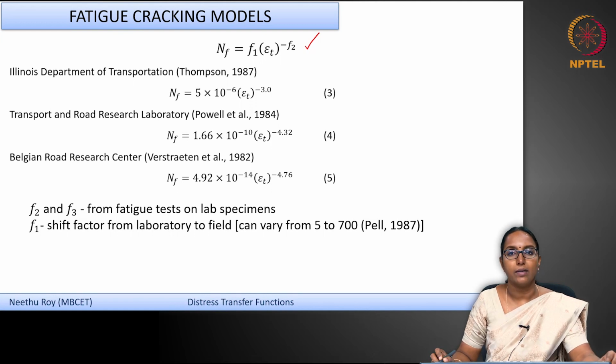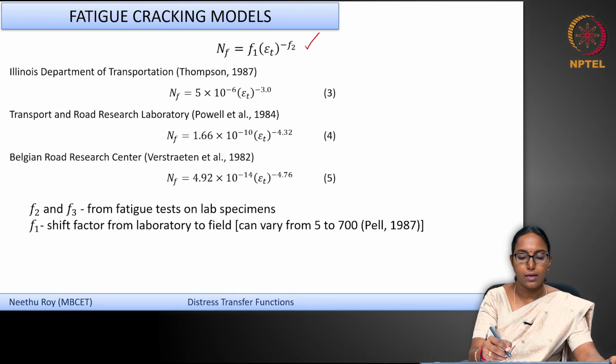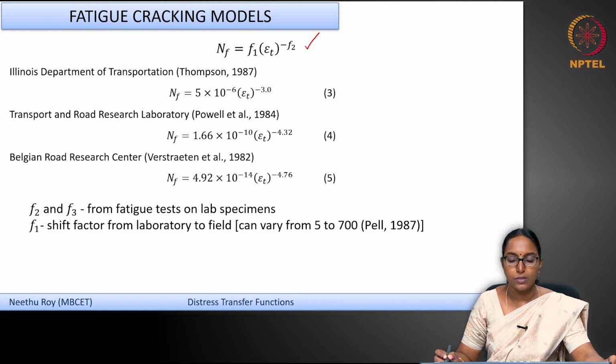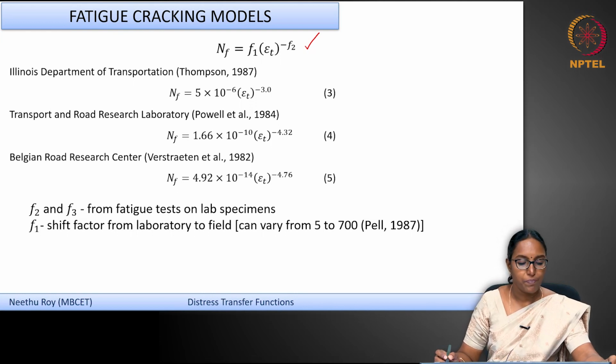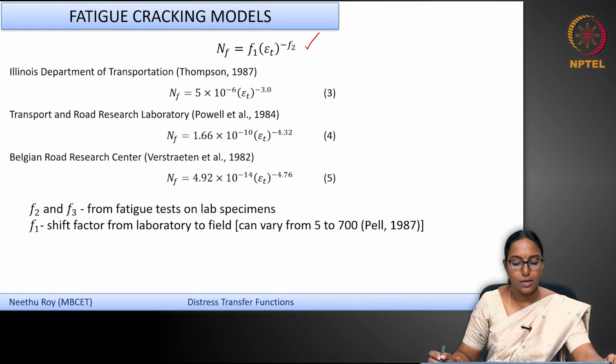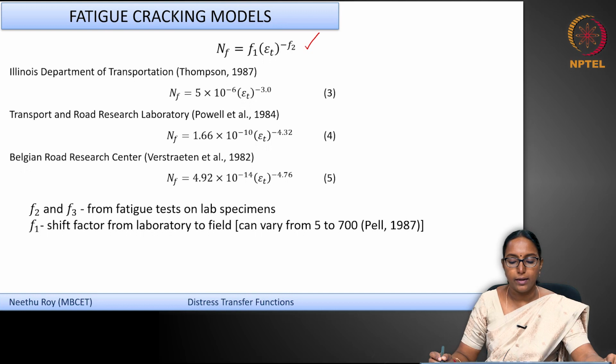Various studies have been conducted by different agencies, and some of these are written here. You can see that the Illinois Department of Transportation, by Thompson in 87, has given an equation as 5 into 10 raised to minus 6 epsilon t raised to minus 3. Whereas TRRL has given the expression with an F1 value of 1.66 into 10 raised to minus 10, and F2 takes a value of minus 4.32, and the Belgian Road Research Center has given a value with F1 as 4.92 into 10 raised to minus 14, and F2 is minus 4.76.